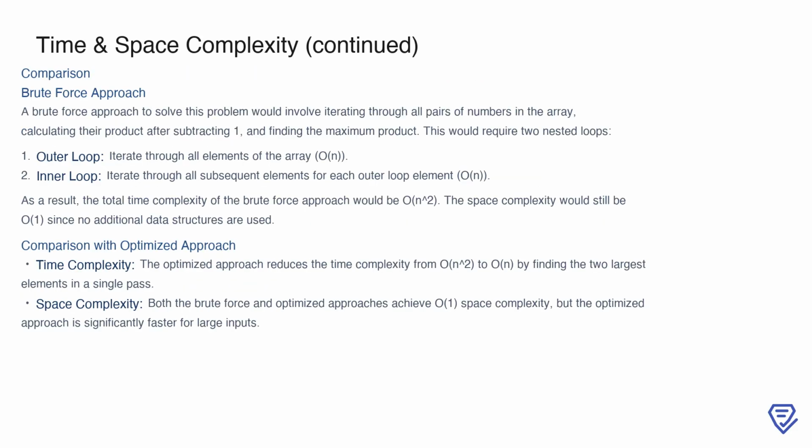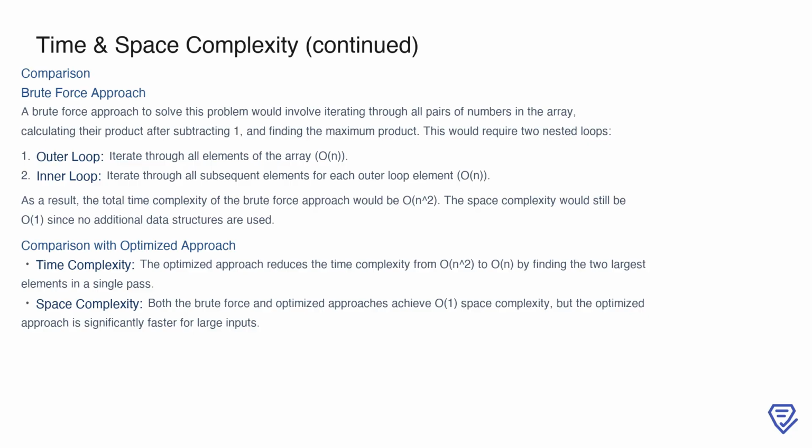Let's compare this optimized approach to a brute force method. In the brute force approach, we would iterate through all possible pairs of numbers in the array. For each pair, we calculate their product after subtracting 1 and track the maximum product found. This involves two nested loops. The outer loop runs n times, and for each iteration, the inner loop runs up to n times as well. This results in a time complexity of O(n squared). However, the space complexity in the brute force method remains O(1), because no additional data structures are used.